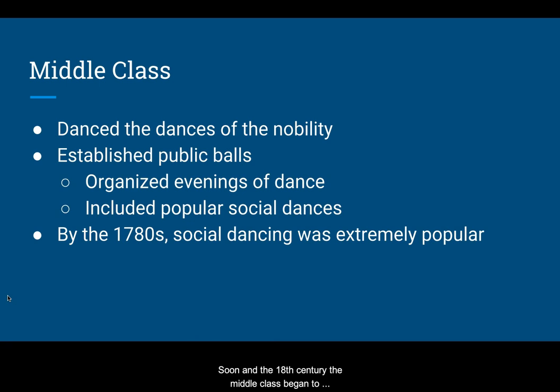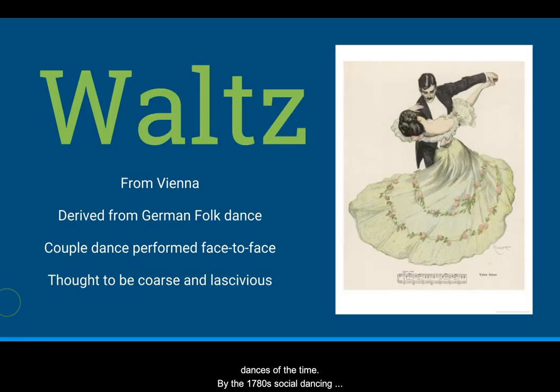Soon, in the 18th century, the middle class began to embrace the dances of the nobility. This enthusiasm that spread among the larger percentage of the population led to the establishment of public balls. Such balls allowed for organized evenings of dancing that incorporated many of the popular social dances of the time. By the 1780s, social dancing was extremely popular, but had changed.